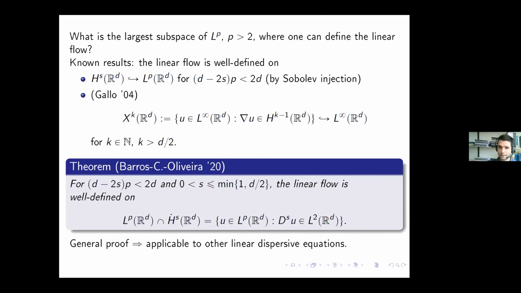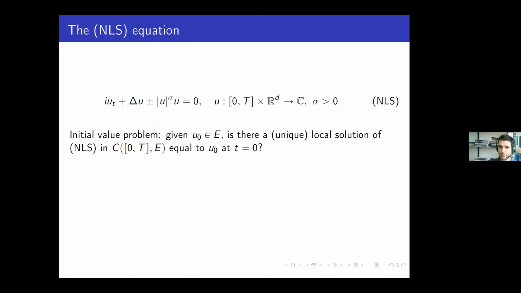The proof is quite general. It's a really simple argument, basically functional analysis, and you can apply it to any other dispersive equation, any equation where you have the flow defined in some L^p space but not in another. You can use the technique to extend the result. So having the linear flow well defined on this space, what can we do now? Well, you can consider the nonlinear Schrodinger equation, which is basically the same with a pure power nonlinearity.